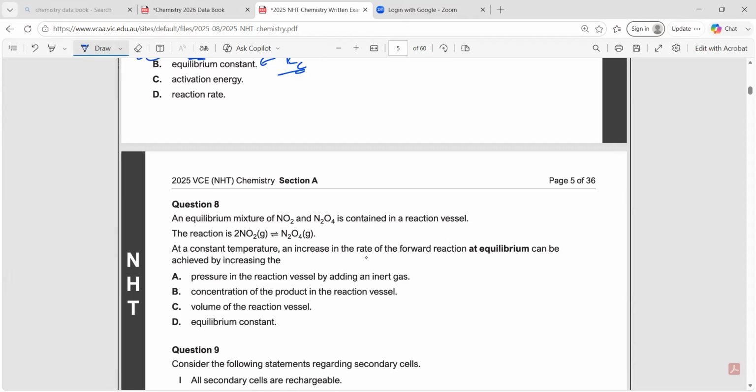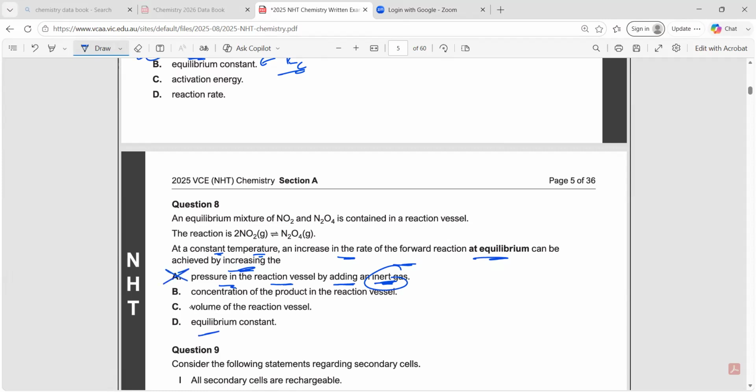So at a constant temperature, an increase in the rate of the forward reaction can be achieved by increasing the pressure in the reaction vessel by adding an inert gas. No, because adding an inert gas wouldn't really affect the equilibrium of the situation, right? Because it's not part of the reaction system. So the system won't actually respond to the pressure increase. So that one would be wrong.